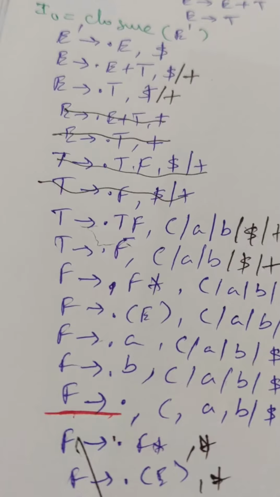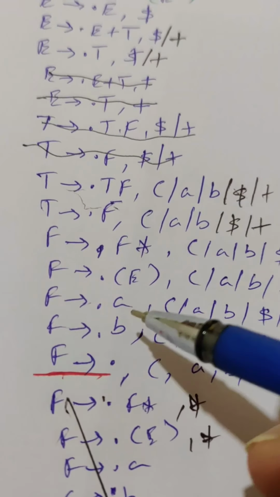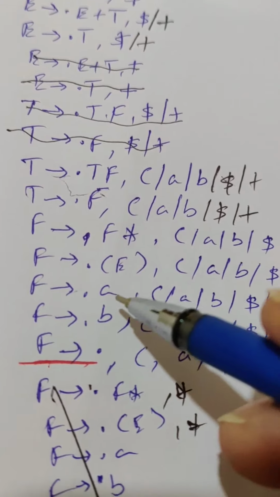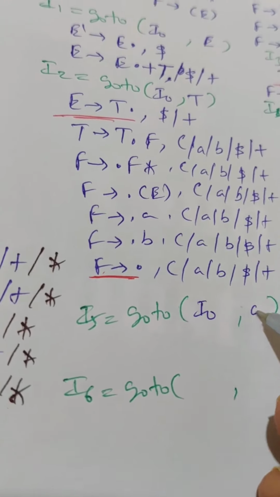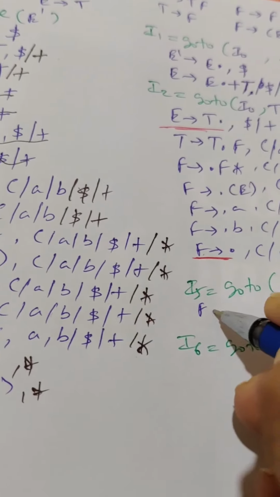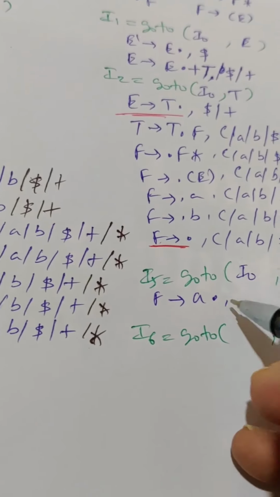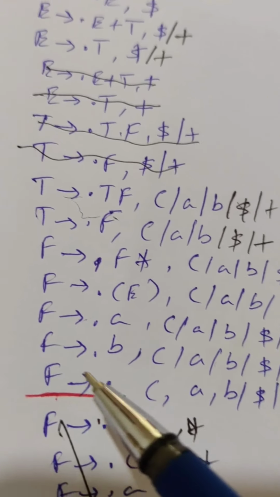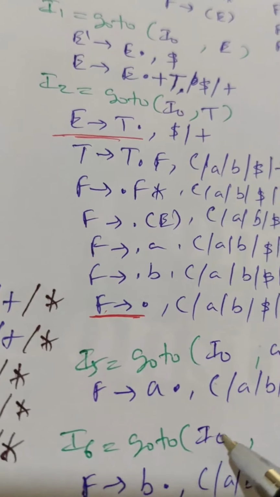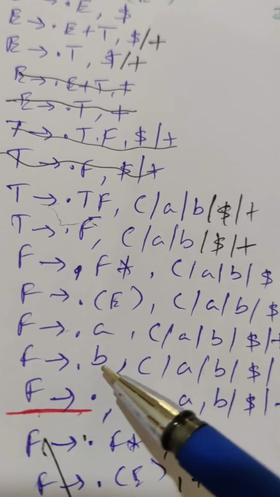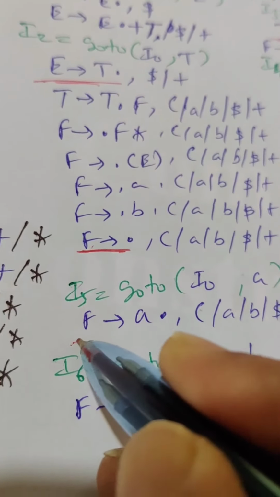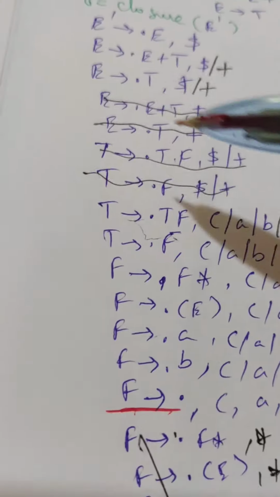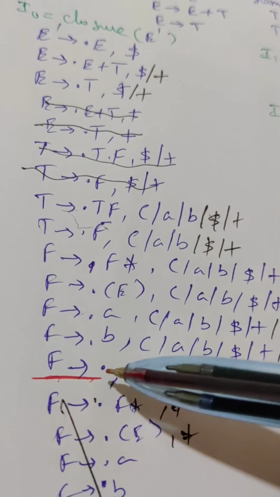The next item from I0 is goto of I0 comma small a. It will be F goes to A dot, with all these lookaheads. This is item number 5, a finish rule with these lookaheads. Similarly, the next item is goto of I0 comma small b, which is F goes to B dot, with all these lookaheads. This is also a finish rule. So let's mark these. Item number 0 is over, and we have covered everything.